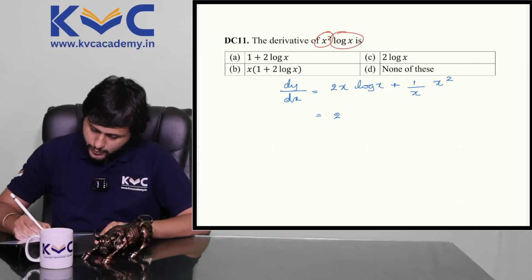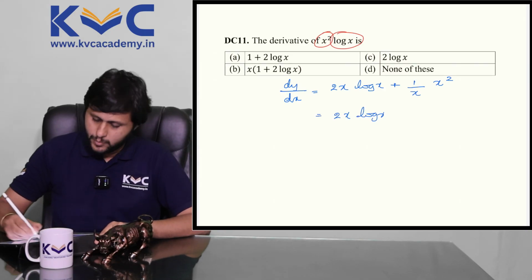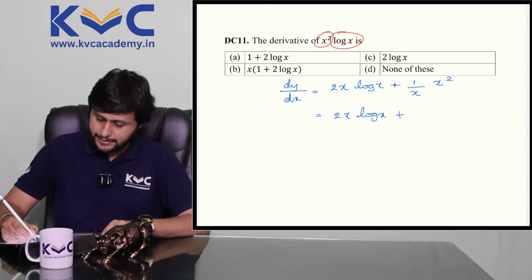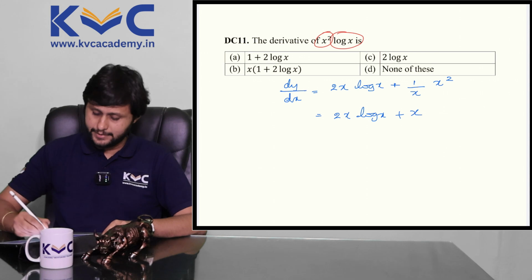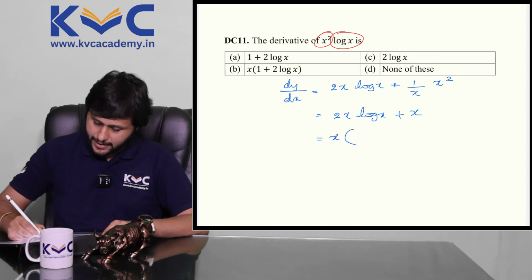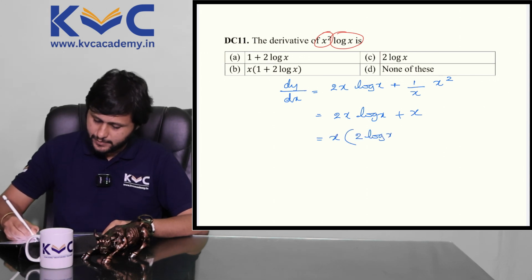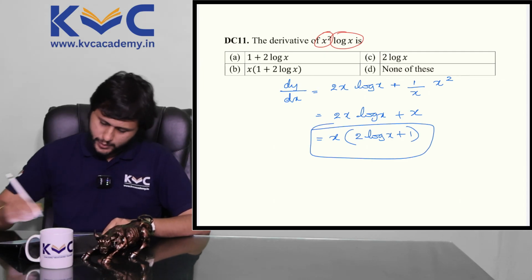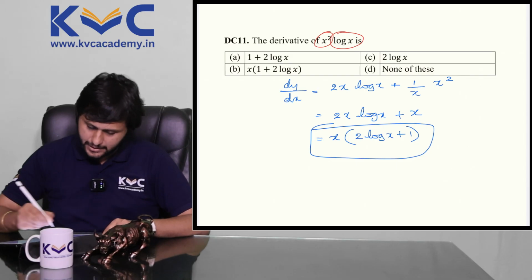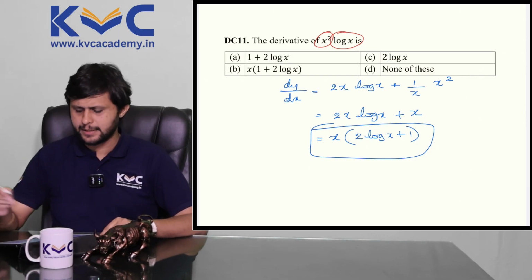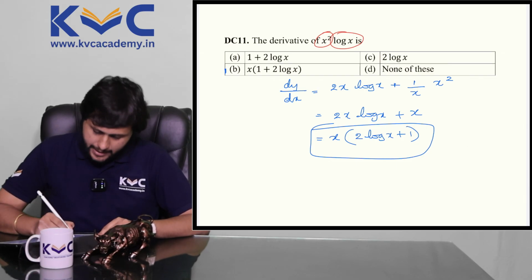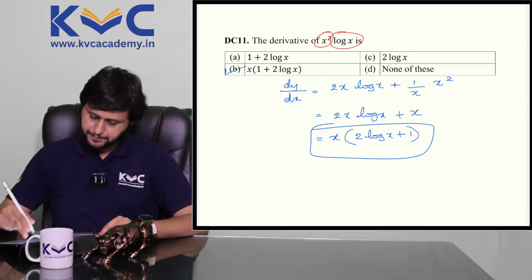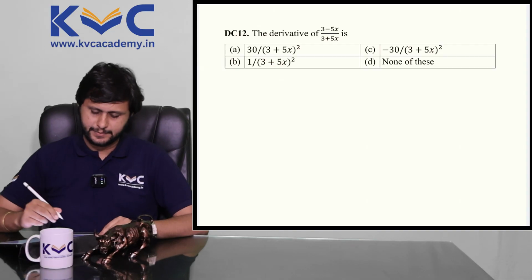We have 2x log x. One of the x cancels over here. Denominator 1x is there, numerator 2x's are there. Okay, 1x still remains. We can get that outside the bracket. We have 2 log x plus 1. Do we have this? We do have it in option B. It's written 1 plus 2 log x. It is same as 2 log x plus 1, and x being outside the bracket. 11th one is done.